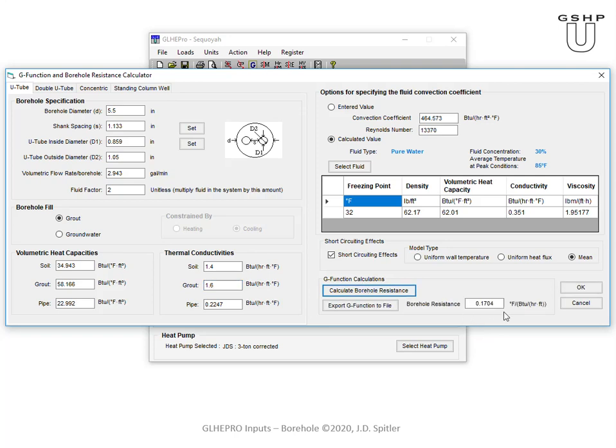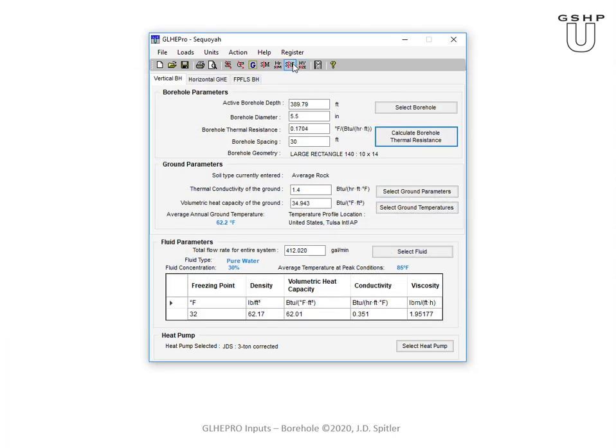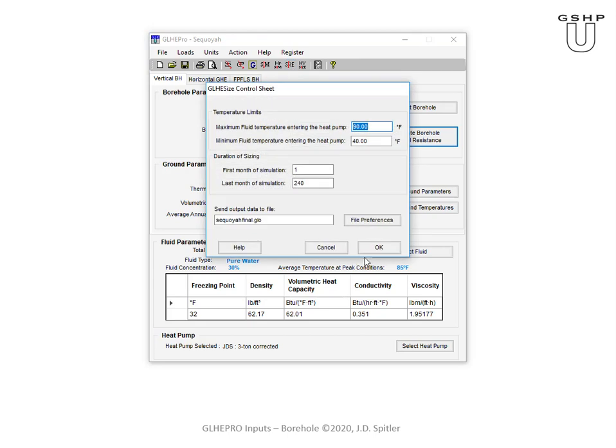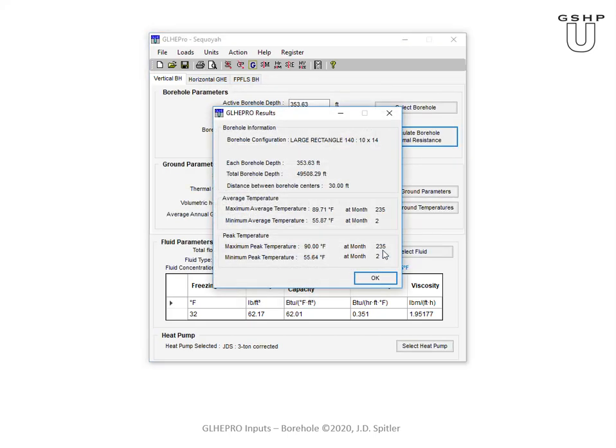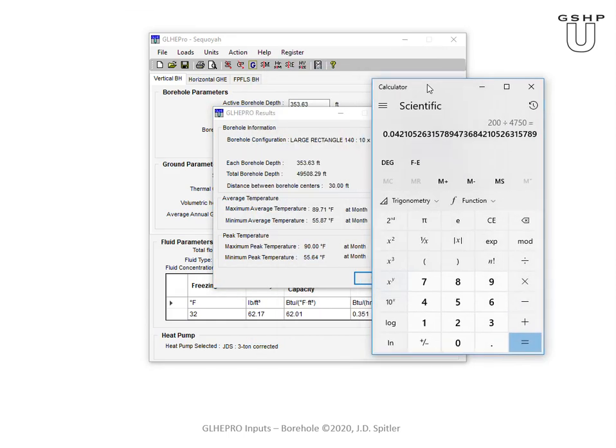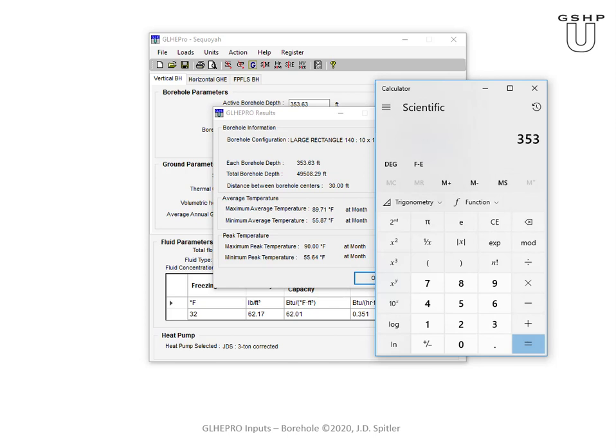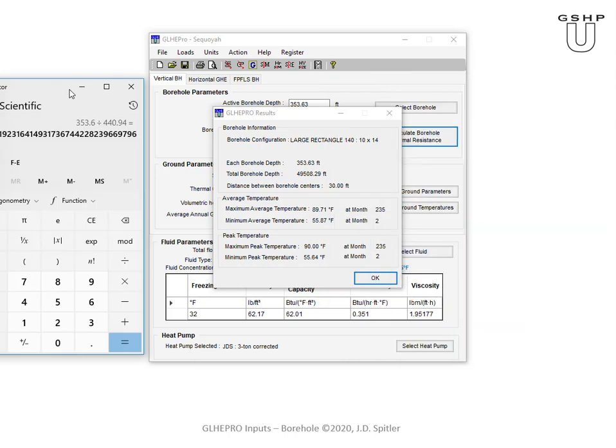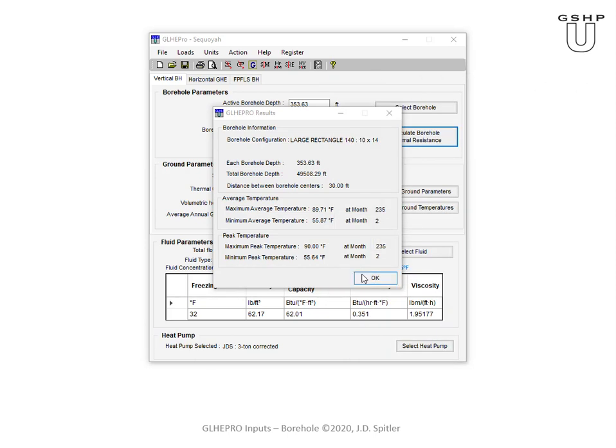Okay, so you see the grout resistance dropped again to 0.17. And if we size that, right now we've gone to 353.6. So if I pull up the calculator, just take 353.6 over the original 440.94. All right, we've saved about 20%. Okay, so that's significant.